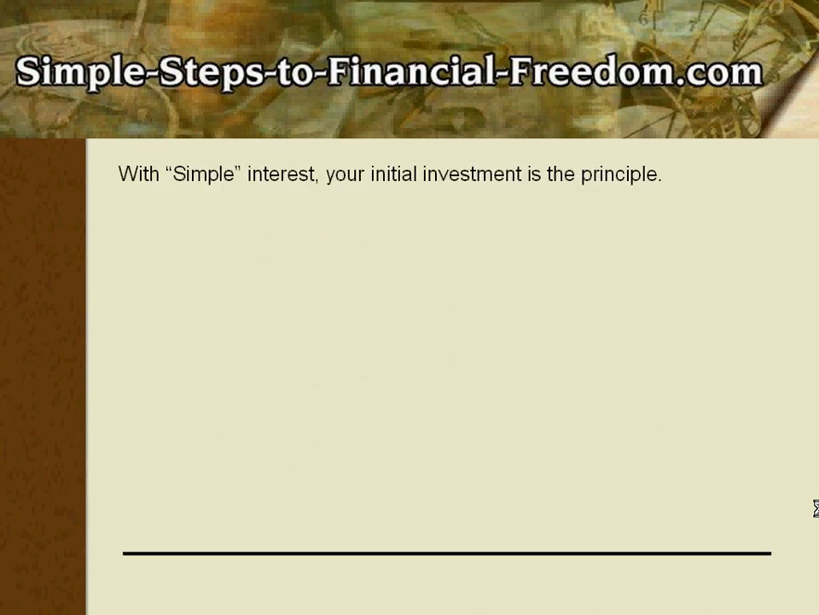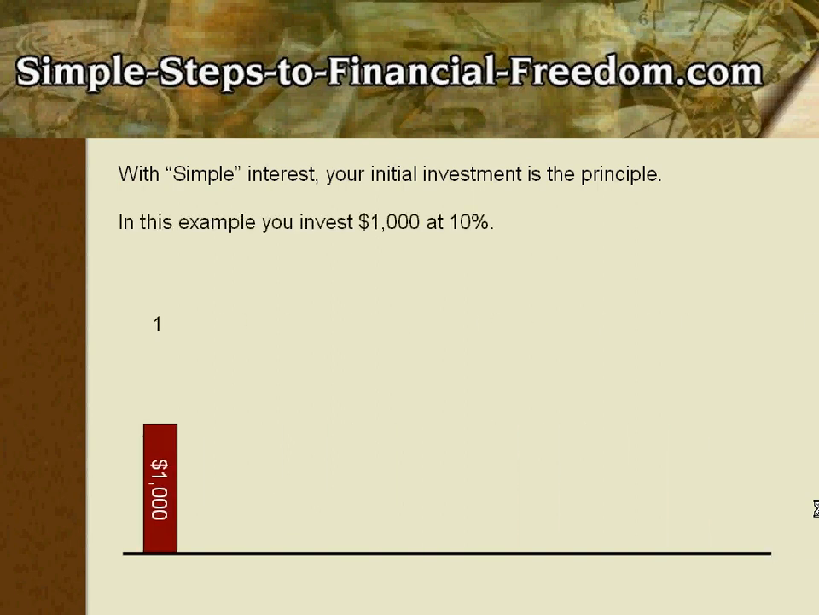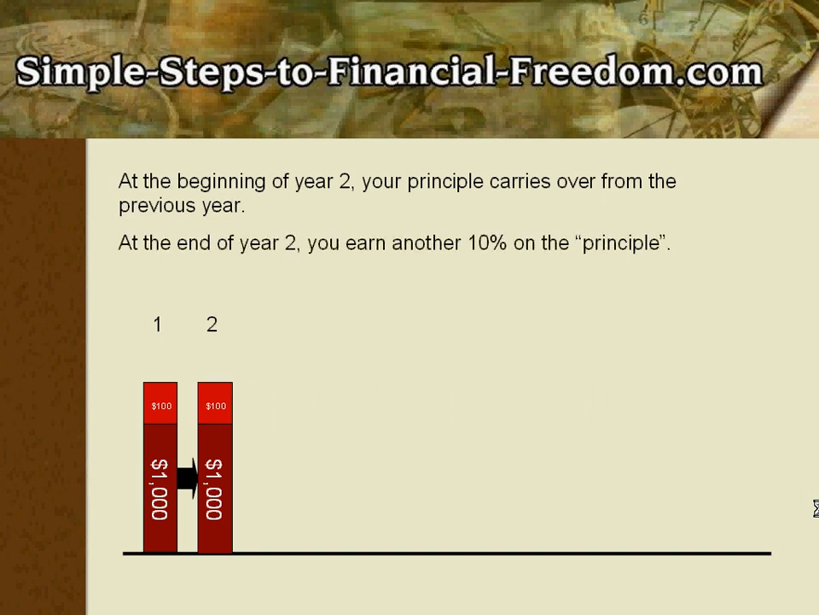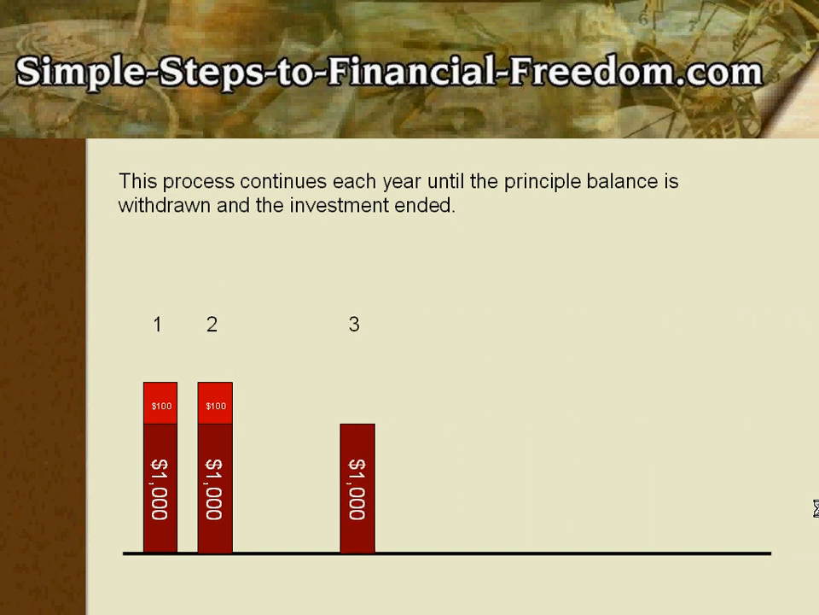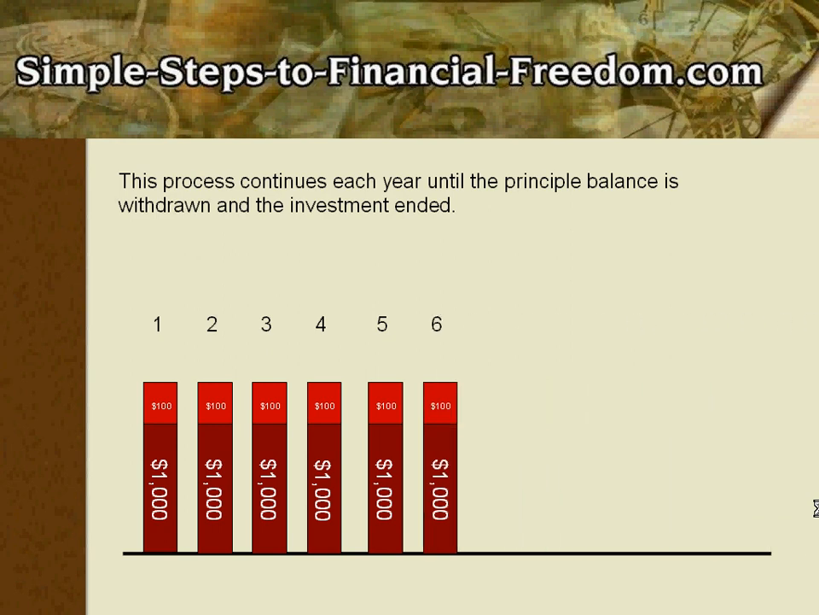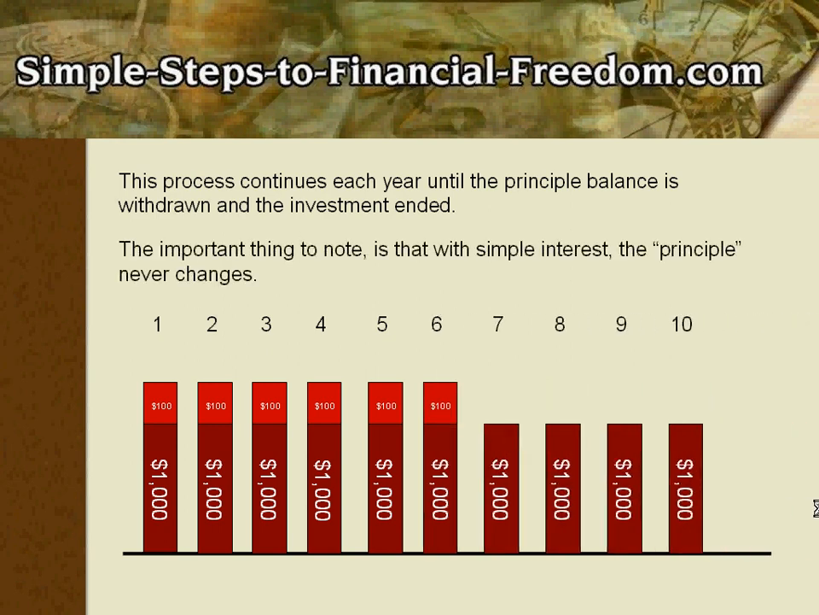With simple interest, your initial investment is the principal, and it always is the principal. In this example, you invest $1,000 at 10%, so $1,000 is your principal. At the end of year one, you earn 10% on the principal, which is $100. At the beginning of year two, your principal carries over from the previous year, $1,000. At the end of year two, you earn another 10% on the principal. This process continues each year until the principal balance is withdrawn and the investment ended. The important thing to note is that with simple interest, the principal never changes, and therefore the interest that's calculated on that principal is always the same.